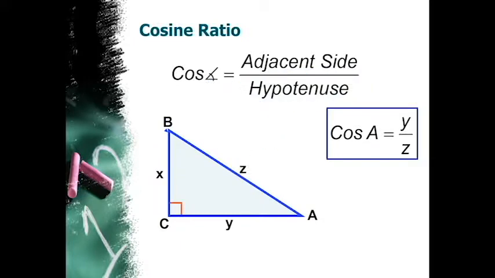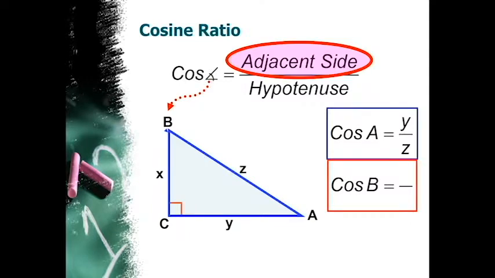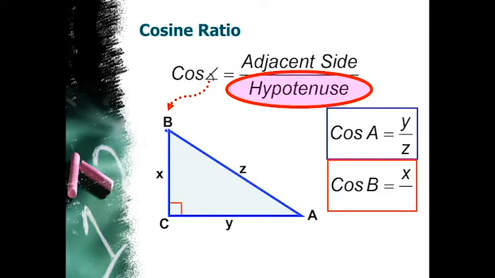Now we can switch our perspectives around here and look at the cosine of B. Looking at the adjacent side, that to B would be x. X goes on the top of our ratio, and on the bottom of our ratio is going to be the hypotenuse, which is z. So the cosine of A would be y over z, and the cosine of B would be x over z.